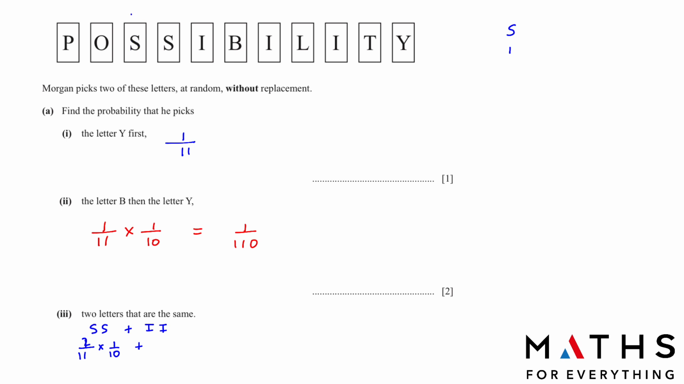Now the probability of getting I. How many I's do we have? We got 1, 2, and 3. So it's going to be 3/11. And when you remove 1 out, how many I's are remaining? 2. And the total number of letters is 10. Put this in the calculator and you will get 4/55.